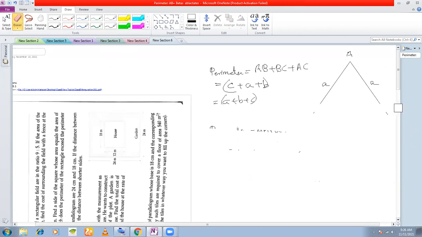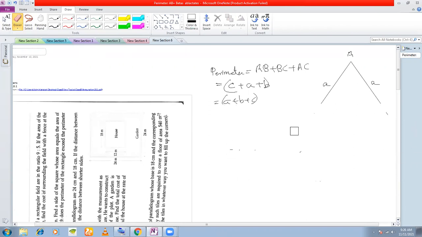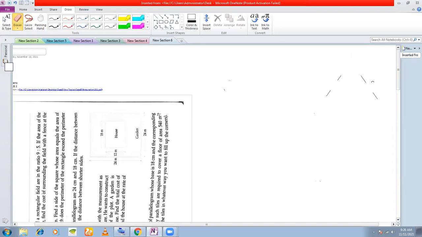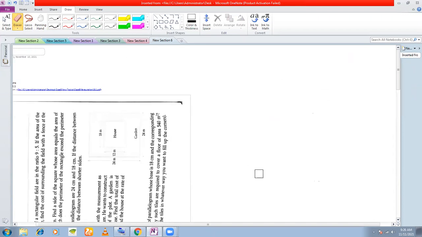We now complete this, we now start with the next figure, which is the rectangle. Area of rectangles.